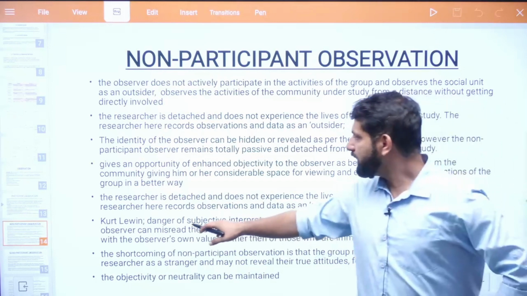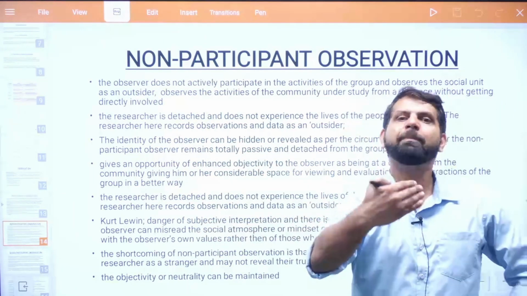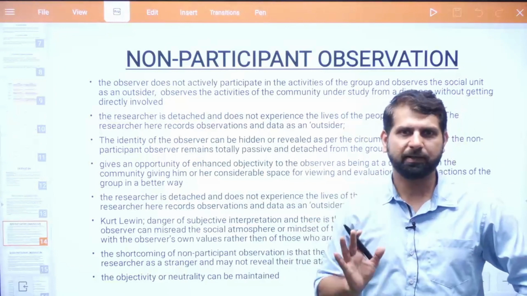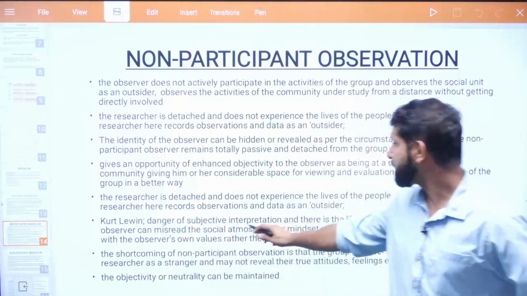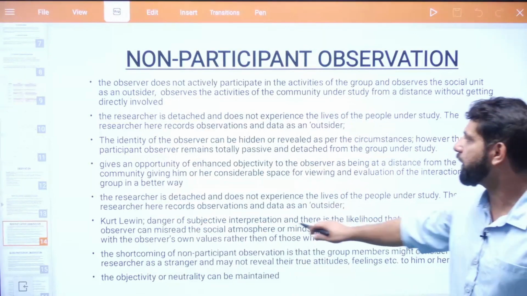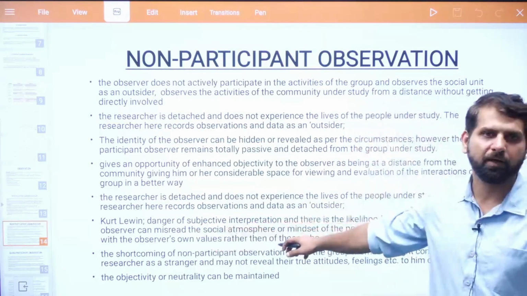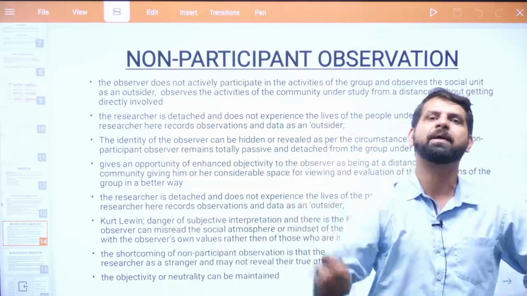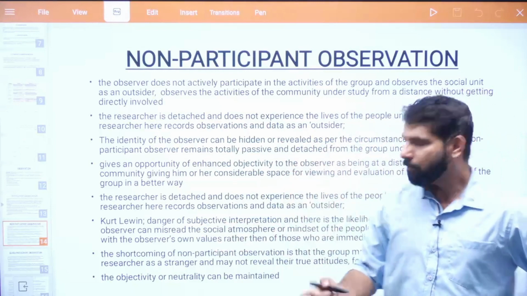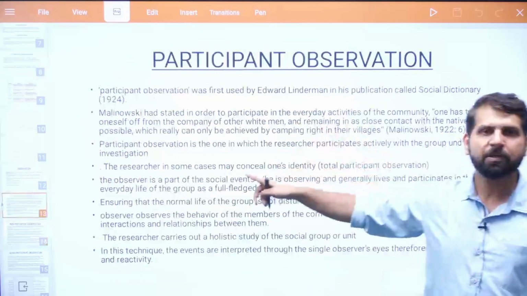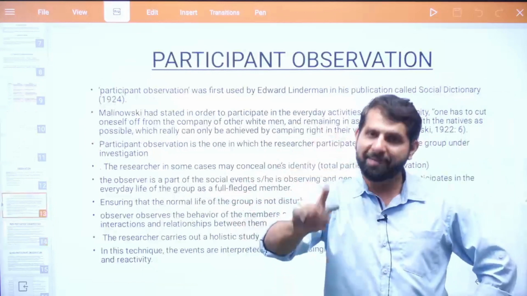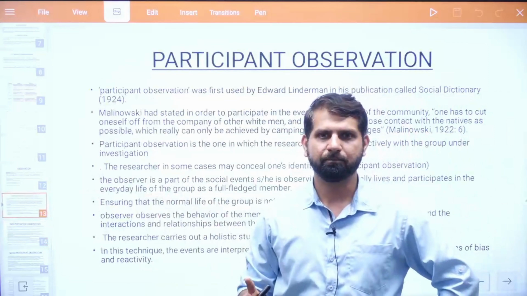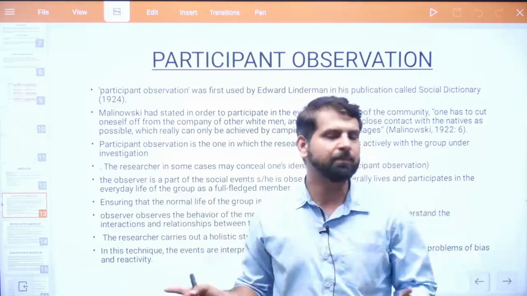See, what we are saying is that even though I am detached from that, I will have my own interpretations. That is one thing. He is talking about the danger of separate interpretation, and the likelihood that an inactive or casual observer can misread the social atmosphere. So this subjective interpretation is about misreading what is happening in front of you. But when it comes to participant observation, even if you are misinterpreting, you can always correct it by asking other individuals. That's the difference between both of these methods.